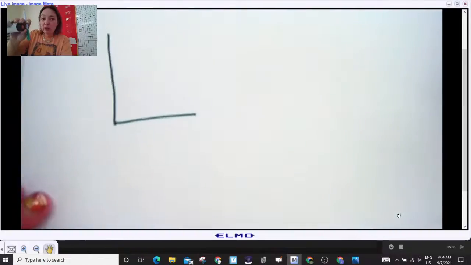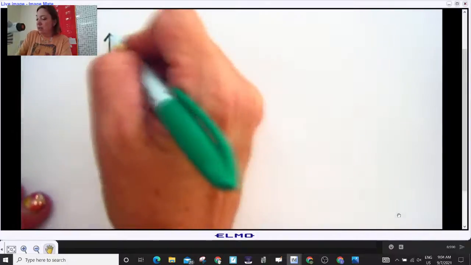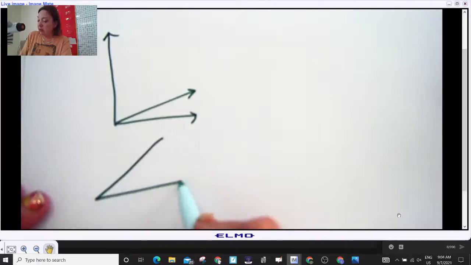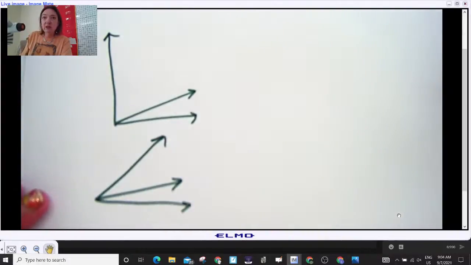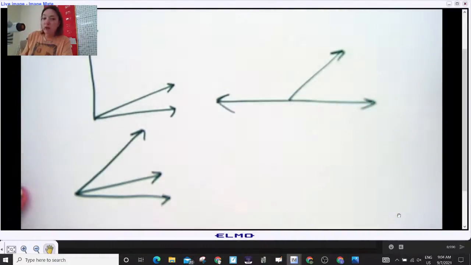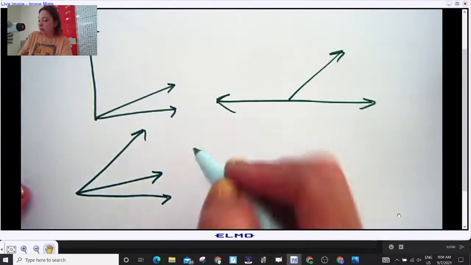Okay, so if you have two angles, y'all can't see that, can you? If you have two angles that are attached to each other like this right here, they don't have to look exactly like that. They could look like this, right? They could look like this. If you have two angles that are attached to each other, they have a special name.